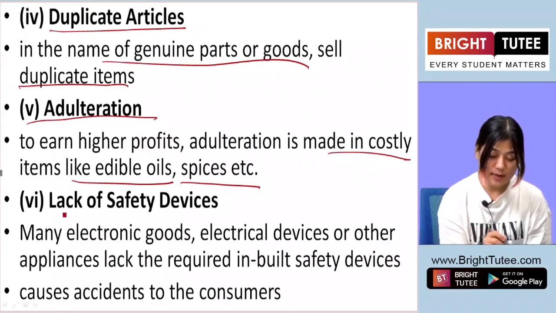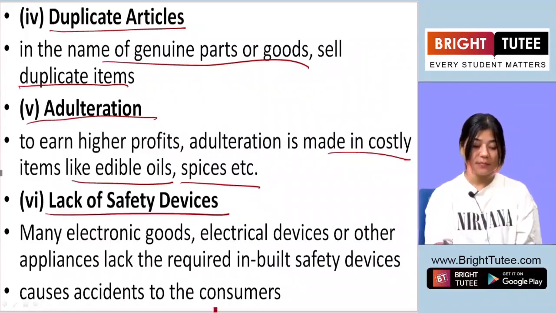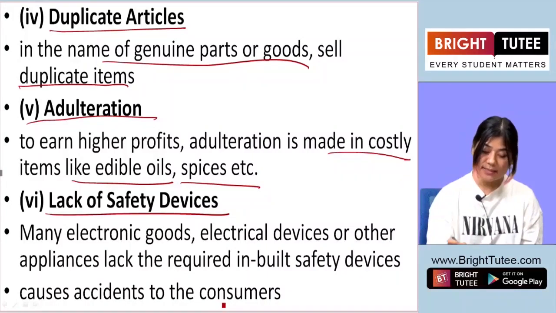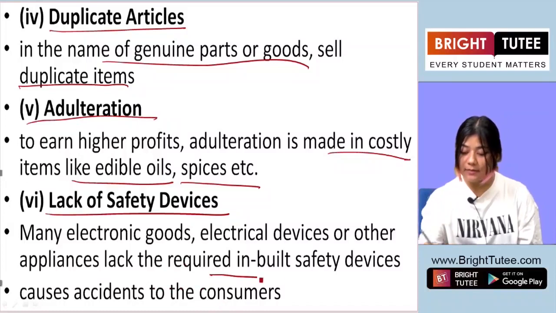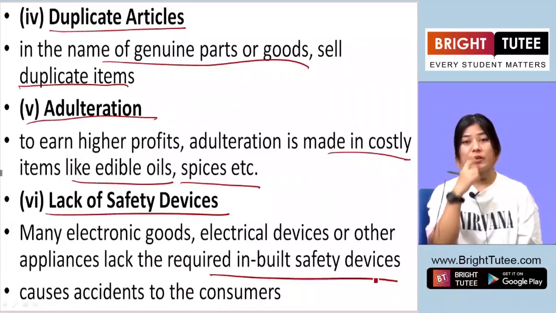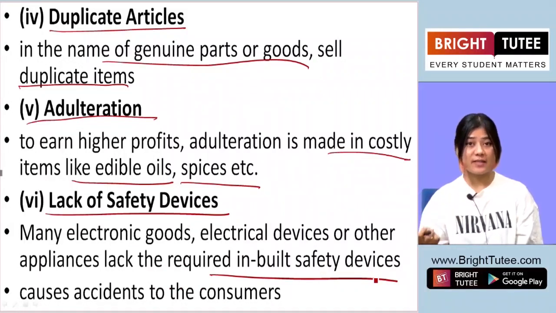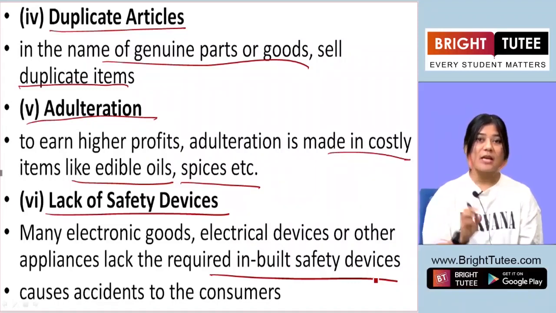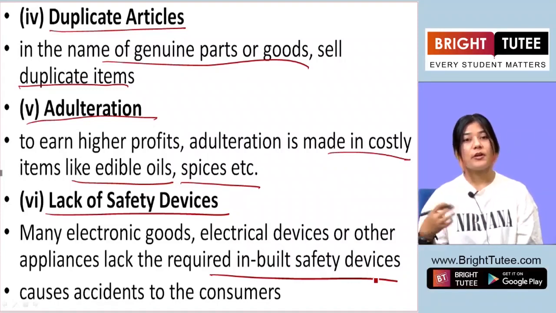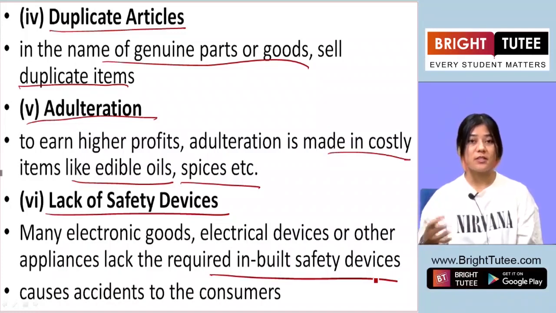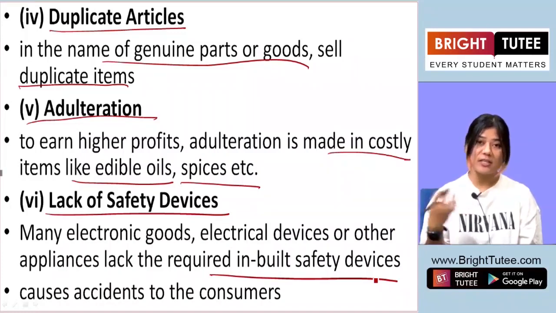Then the next one, lack of safety devices. Now, many electronic goods, electronic devices, or other appliances lack the required inbuilt safety devices. When you purchase electronic devices, electronic appliances, they do not come with inbuilt safety devices. Although they may claim that this device is safe, it will not be destroyed, or it will not stop working in another few months. There are such guarantees, but actually they are not.